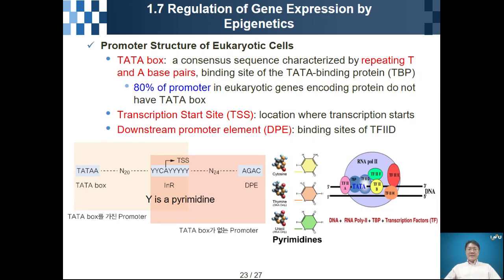In this slide, I will explain the seventh subject, the regulation of gene expression by epigenetics. But to understand this subject, we have to know the promoter structure. This is the promoter structure of eukaryotic cells. In the promoter, they have the TATA box, and next to the TATA box, they have the TSS, the transcription start site. Next to the TSS, there is a downstream promoter element, DPE.